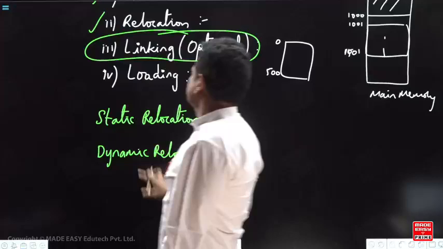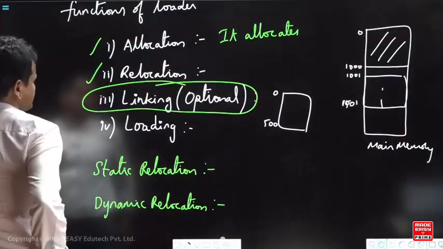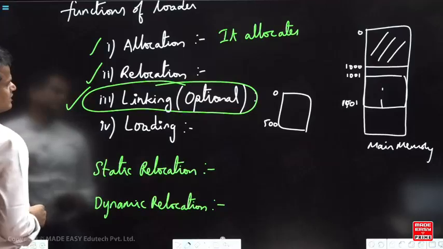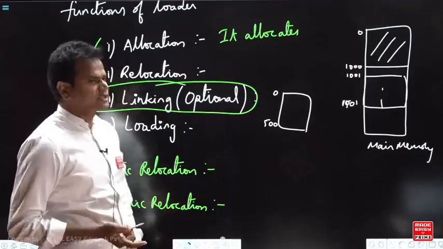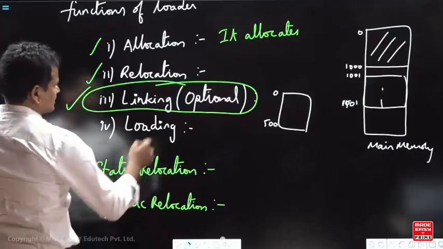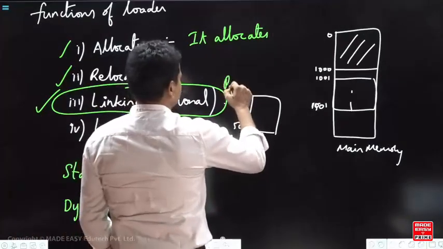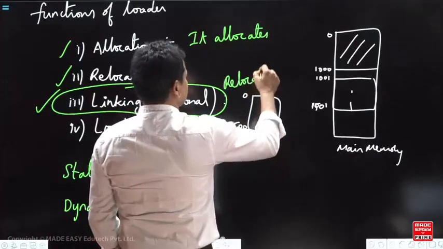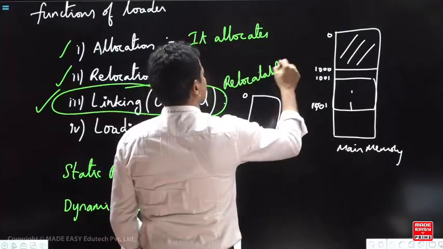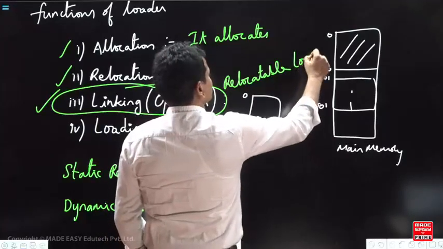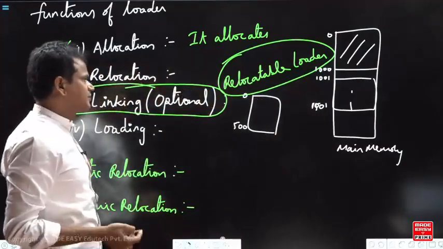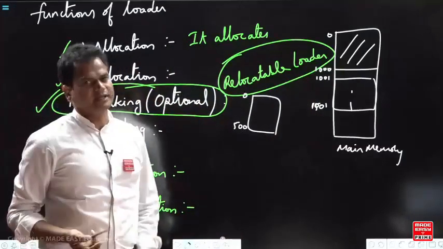Okay, next. So relocation is done, and linking is already done. Linking is optional. Some kinds of loaders will perform linking, for example, the relocatable loader. There are different types of loaders, but we don't require all of them. Relocatable loader is an example for which linking will be done by it.